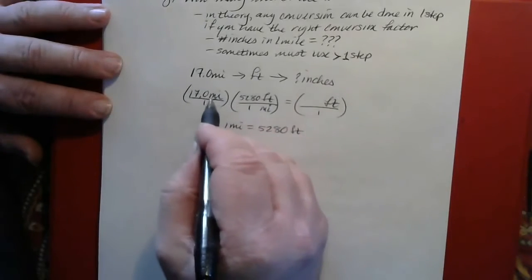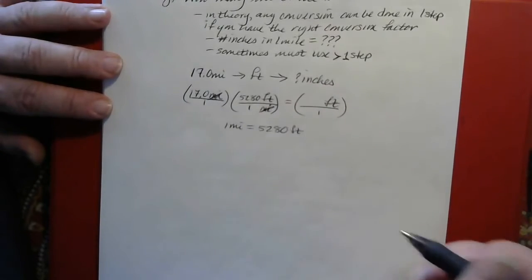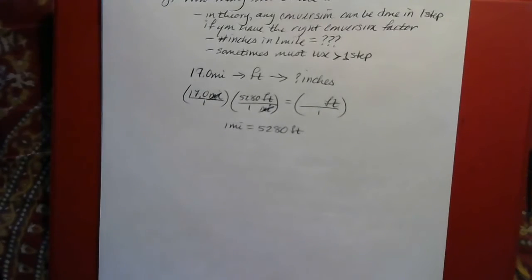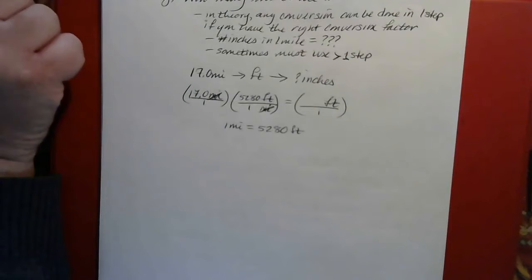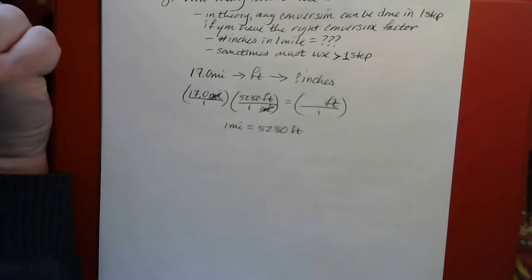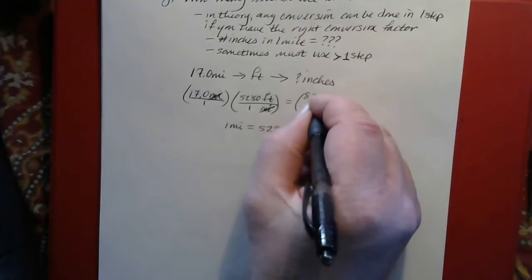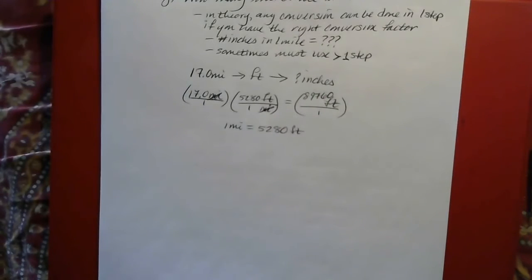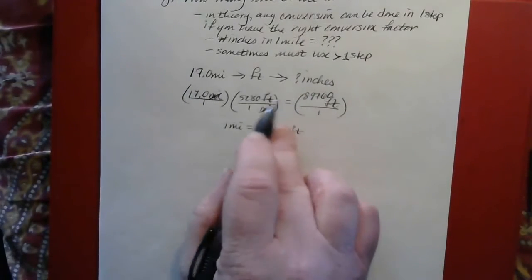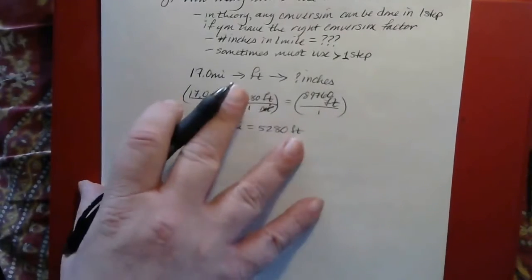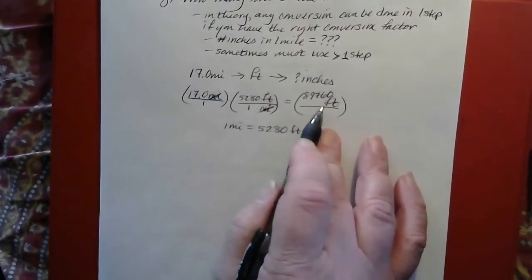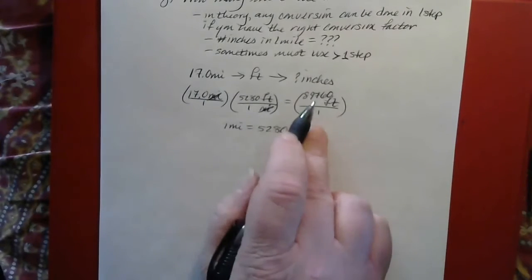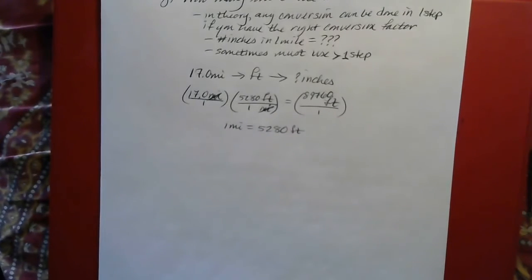Okay, so now as we notice, miles cancel with miles, and we end up with feet. We have 17.0 times 5,280, and that gives us 89,760. In this case, that would be too many significant figures if this were the final answer, but it's not the final answer, so we can keep the entire number for now.